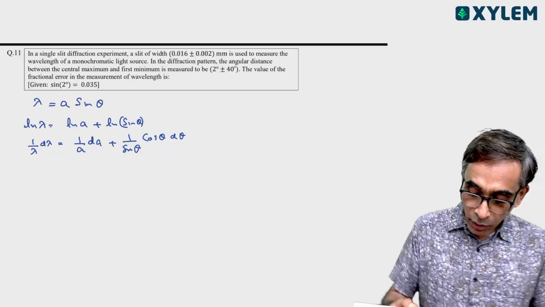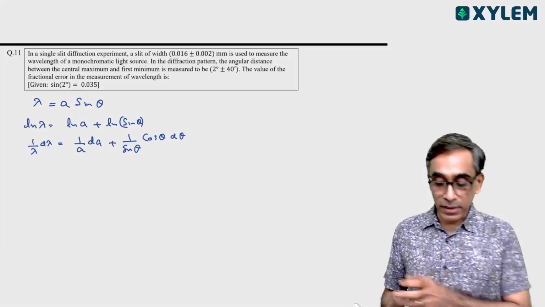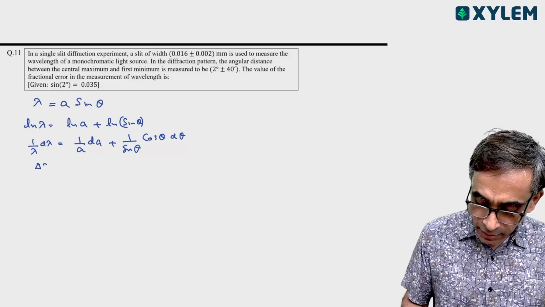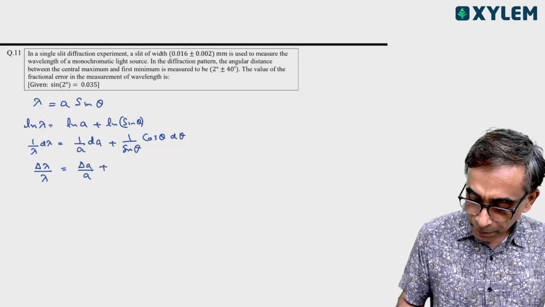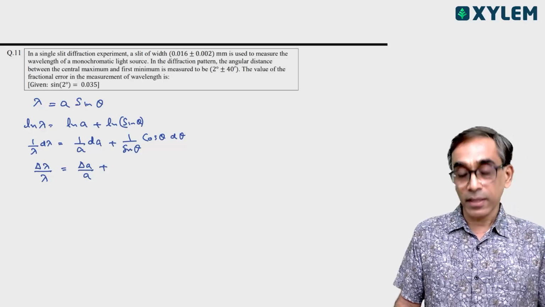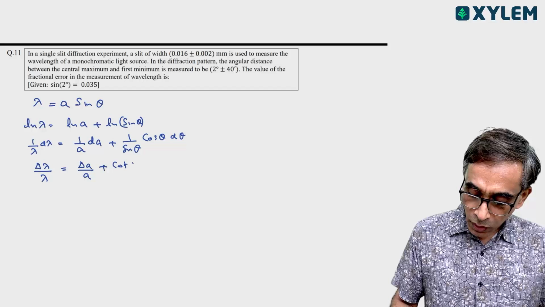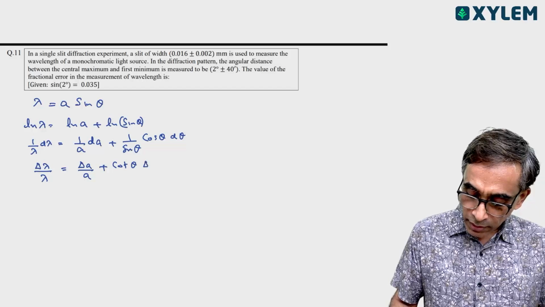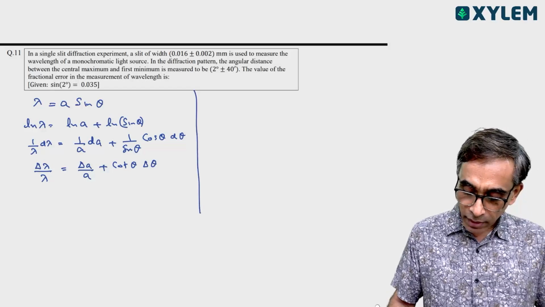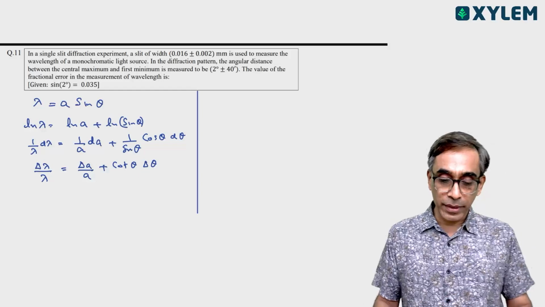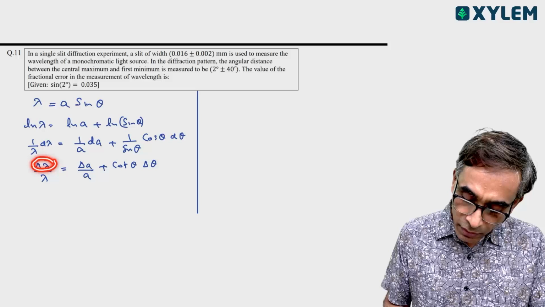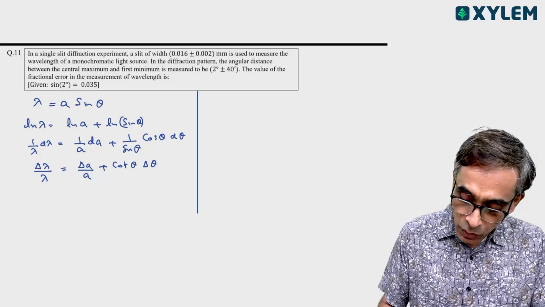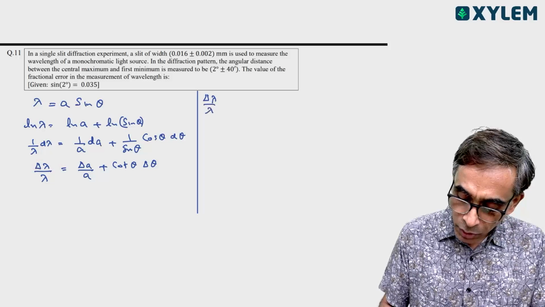Now the next step is to convert this into uncertainties. When you write this as uncertainty, d lambda by lambda is written as delta lambda by lambda equal to delta a by a plus cos theta by sin theta, which is cot theta, into delta theta. So we have formed the equation. Now values must be substituted. What is delta lambda by lambda? That's what we need to calculate.